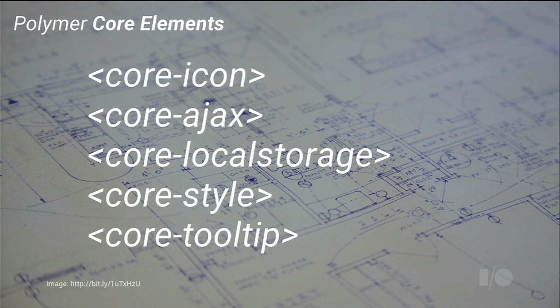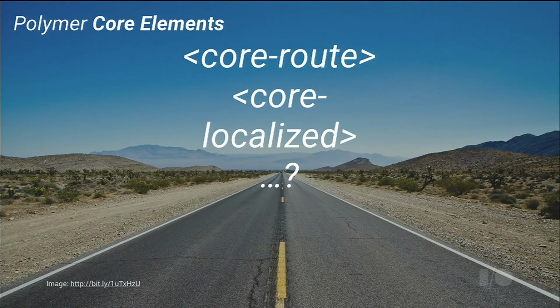Core Ajax makes Ajax calls dead simple. Core local storage makes persistence as easy as binding any object to it with data binding. You've got a piece of data, you bind it to local storage, and it persists, and that's it. That's all you have to do. All the core elements start with a core dash namespace, and as we move forward, you're going to see more of the gaps in Polymer filled using elements like these. We get asked about routing or internationalization. We have some of those experiments already out there. But you'll see these show up in the future likely as elements not baked into Polymer itself.